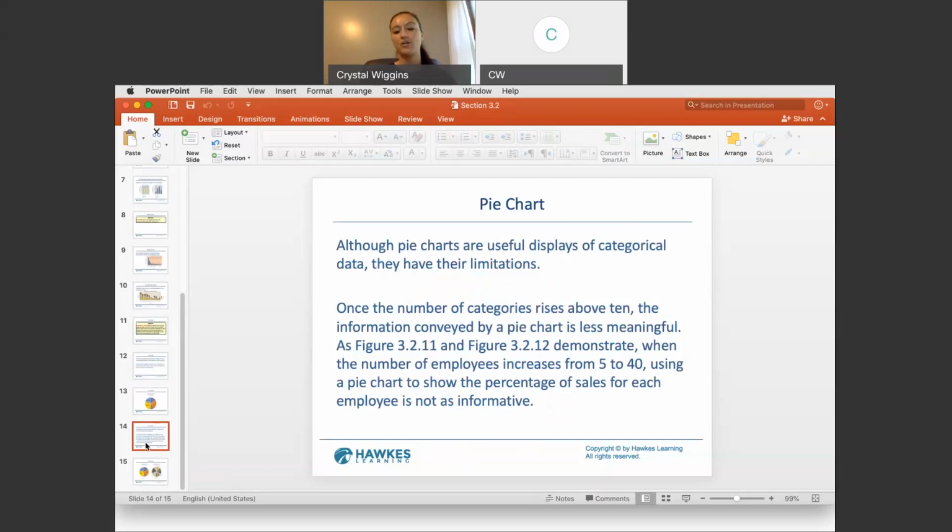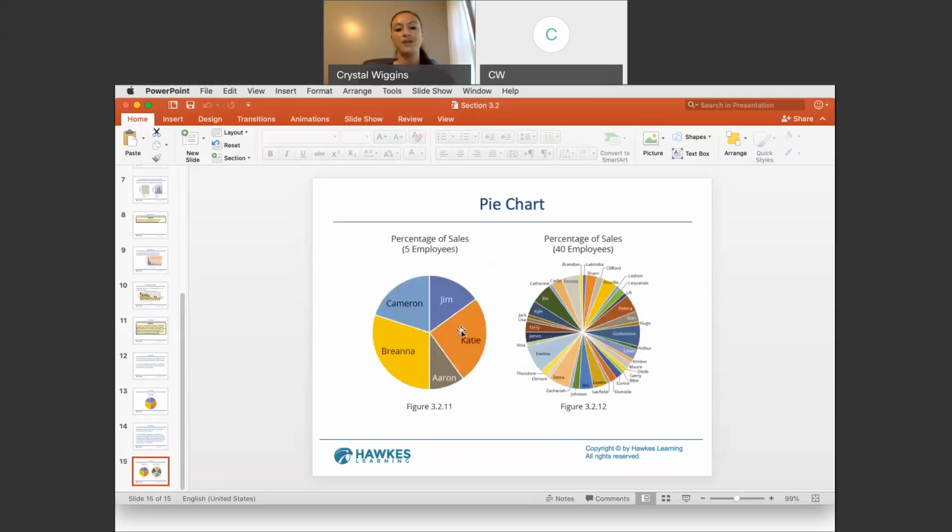Once the number of categories rises above 10, the information conveyed by the pie chart is much less meaningful. It is very difficult to read a pie chart once your categories get too big. So taking a look at here, we have 5 categories, very clear pie chart. Here we have 40 employees. It's almost impossible to really look at this unless there was one that was really extremely fat. But when they're all kind of little tiny slices here, especially without labels of percentages, that does not make it very easy to read, and we would want to switch to a bar chart at that point.